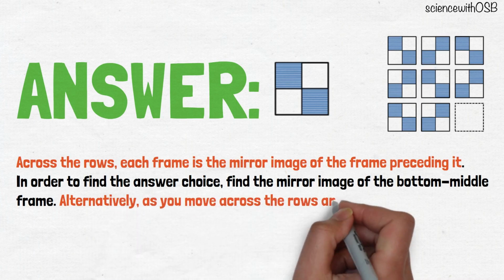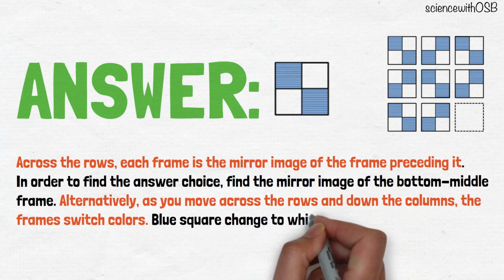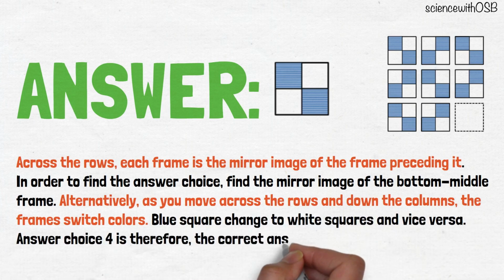Alternatively, as you move across the rows and down the columns, the frames switch colors. Blue squares change to white squares and vice versa. Therefore, answer choice 4 is the correct answer.